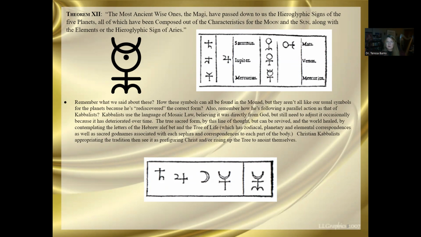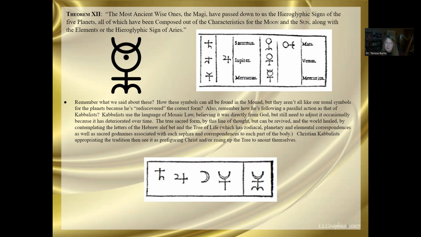And you recall that what he's doing with these glyphs of the planets is a kind of parallel action to what Kabbalists do. That is, Kabbalists believe that they're using the language of Mosaic law given by God to Moses, but that language has degenerated a little bit over time, so they're trying to fix it. How do you do that? Through meditation, through revelation? I mean, you're wanting God to talk to you, basically.